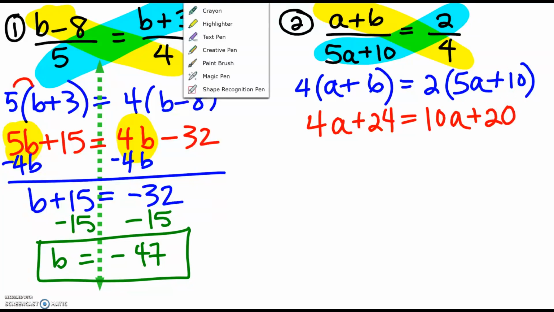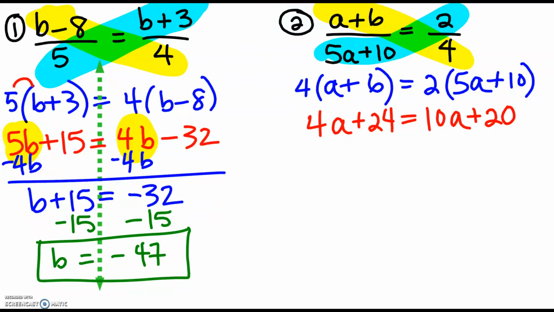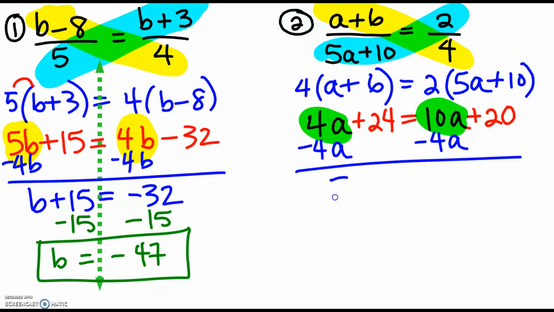Okay, so I can see, again, I have variables on both sides of the equation. a's on the left, a's on the right. And again, I could move my variables to either side of the equation, but I like to keep my variables positive. So keeping that in mind, I'm going to move my a's to the right-hand side. Okay, so I have 24 is equal to 10a minus 4a is 6a plus 20.